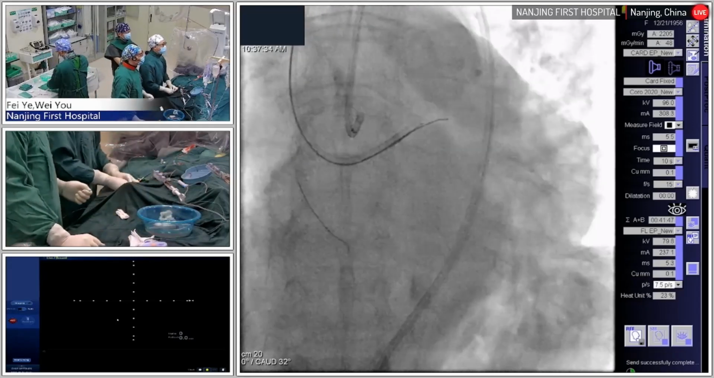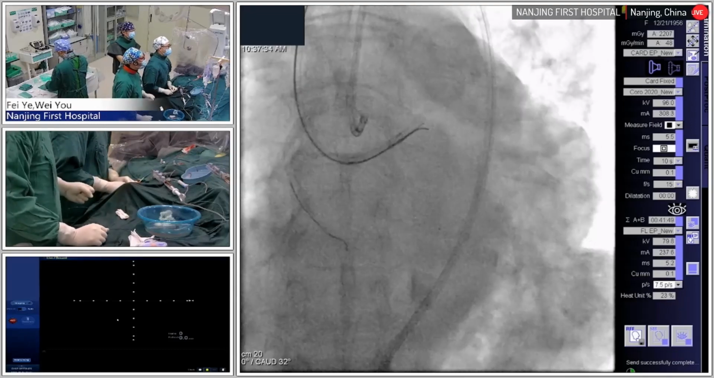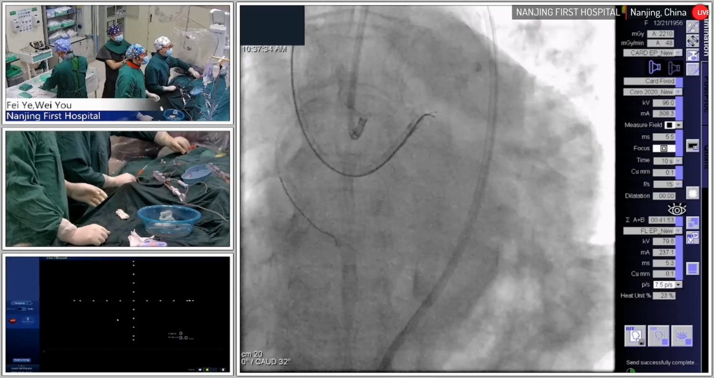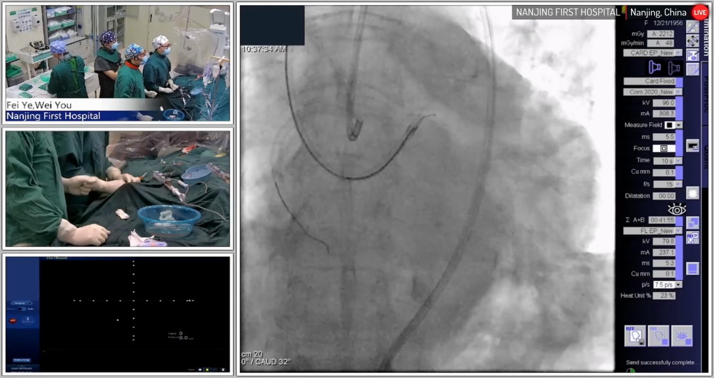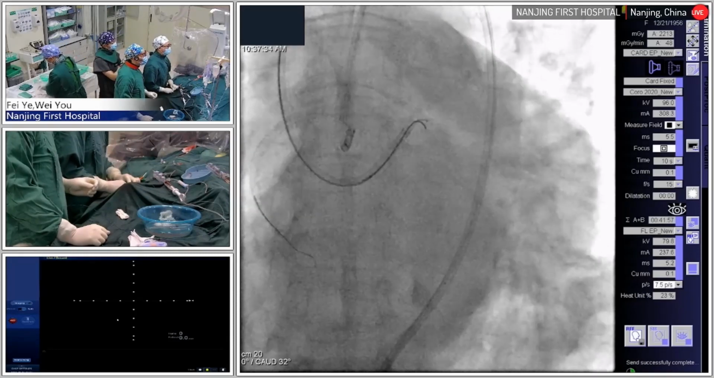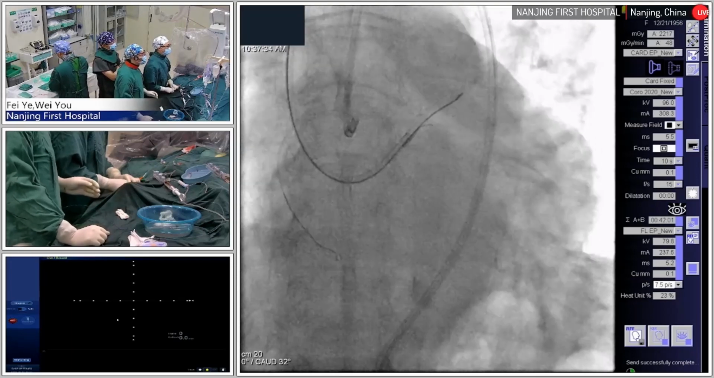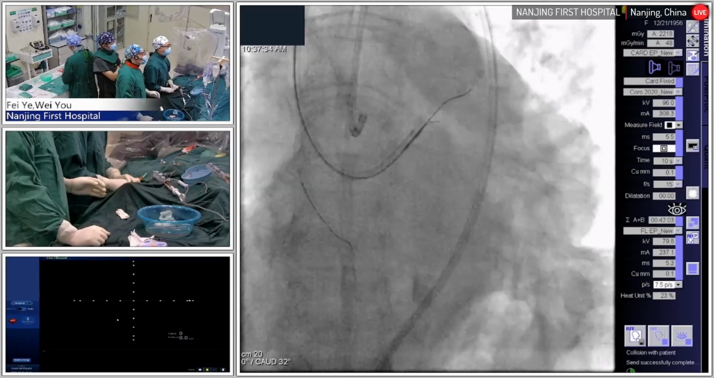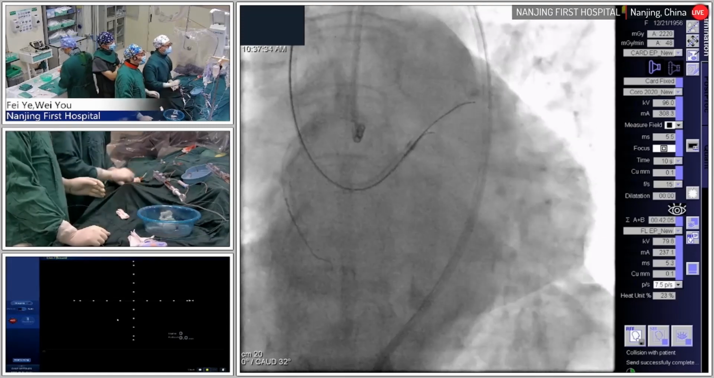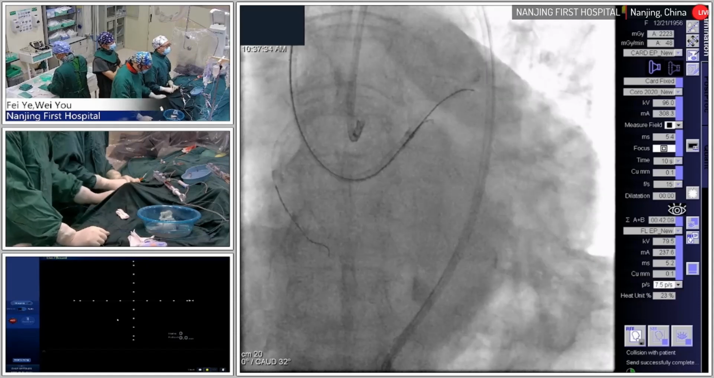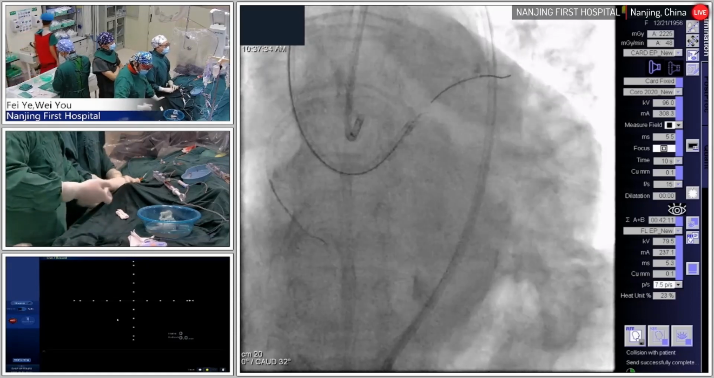Which kind of wire? Because when I wanted to retrieve the microcatheter, it bit so strongly that I lost my wire position. Yeah, now I just want to deliver the wire. Even if we use the retrograde approach, even if we try the antegrade approach, we also need the antegrade preparation. So keep the wire here.